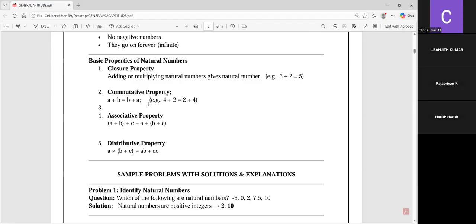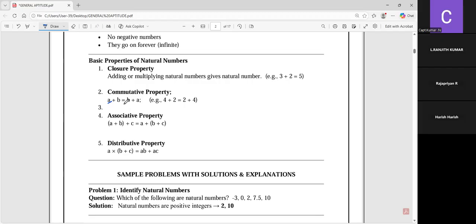Now we are following some rules for the natural numbers. Number one, closure property. What is a closure property? For example, I'm going to take two numbers and add them, and definitely I will get a natural number. That is called the closure property. Second one, commutative property. What is a commutative property? For example, I'm going to take two components, A and B. I'm going to add them, for example 4 and 2. If I add them, I will get 6. Now I'm doing 2 plus 4, also 6. That is called the commutative property.